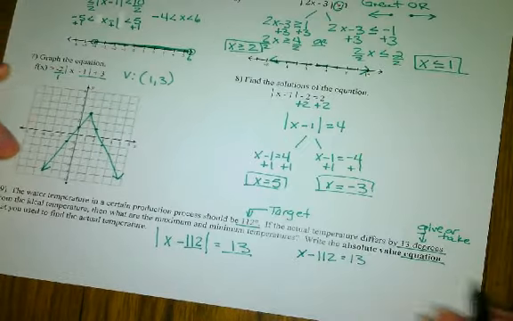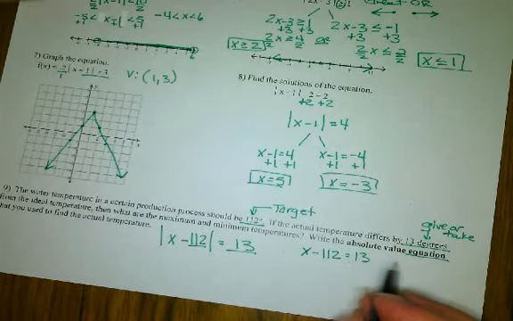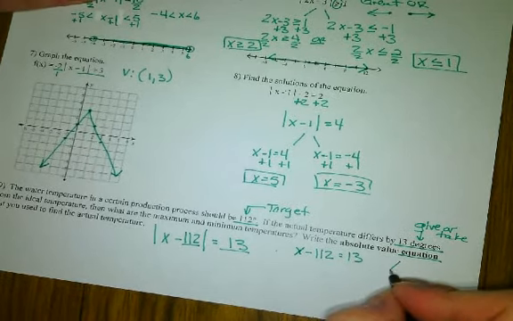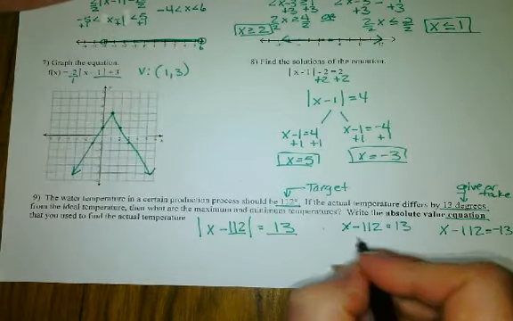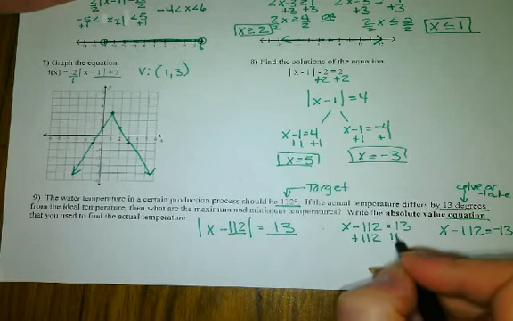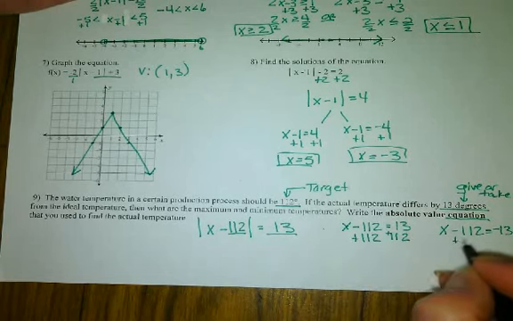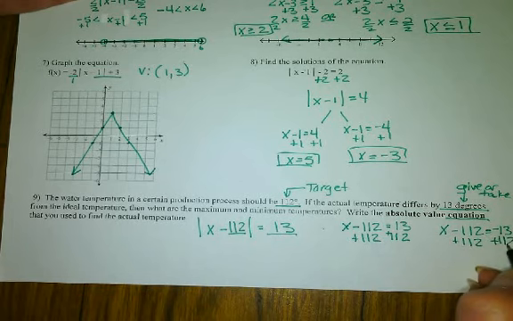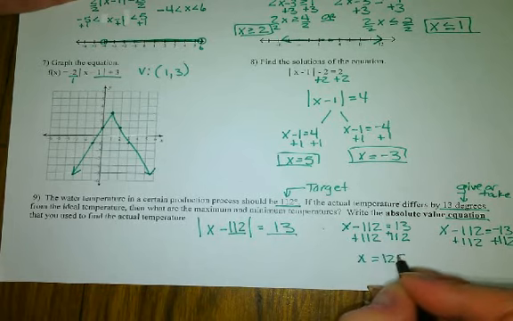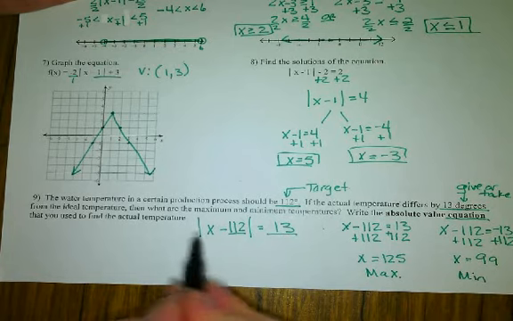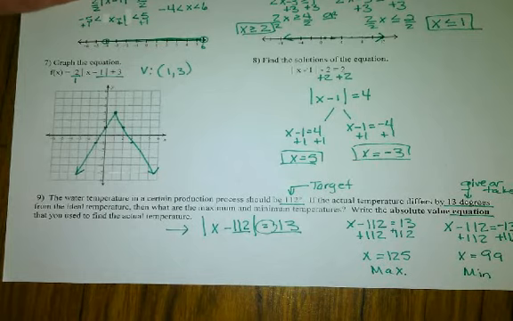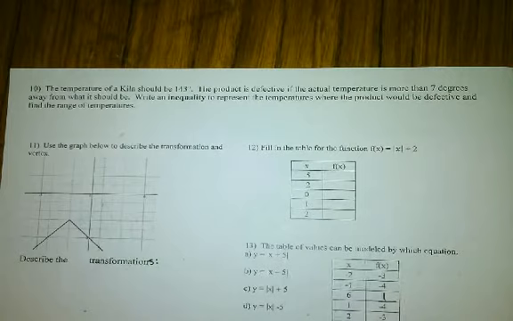Alright, so now I'm going to actually start solving it. So remember, when I solve this, I make one of them positive, and I make one of them negative. So if I add 112 here, and I add 112 over here, I'm going to have x equals 125. This will be my maximum. I'm also going to have x equals 99, and that is my minimum. And again, that is my equation. Now remember, if it's an equation, it has to have an equal sign. Alright, on the back.